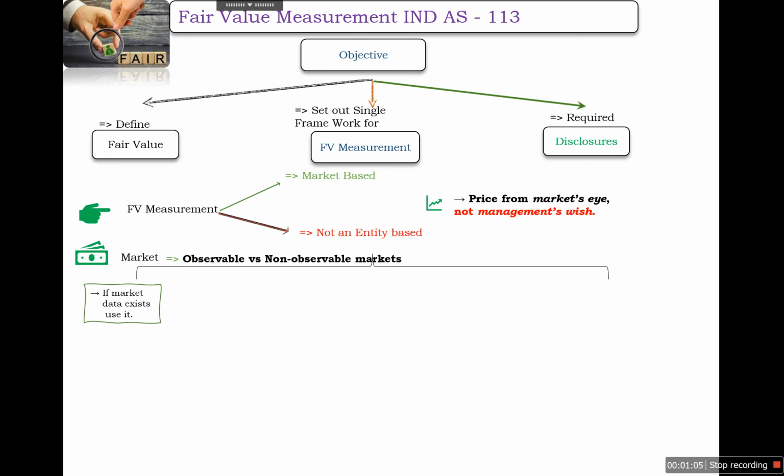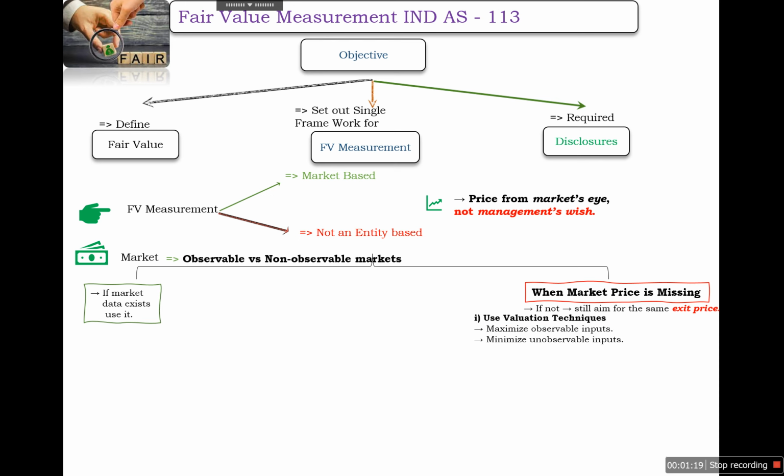And if there is a non-observable market, that is, an observable market does not exist, in that case we need to find out what the exit price is for the asset, liability or equity instrument. In this case, we need to use valuation techniques. While using the valuation techniques, we need to maximize the observable inputs and try to minimize the unobservable inputs. The purpose is to create authenticity and provide a valid fair value of the instrument.